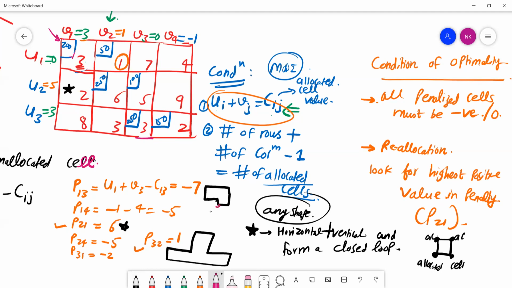What the thing is that at all the corner points, you are having the allocated cell, except the point from where you are starting, and that will be the start point. For example, you are starting from here, so it will be a start point over here, and remaining all will be allocated cells. If in this case you are starting from here, then it will be star over here and all will be allocated cell.